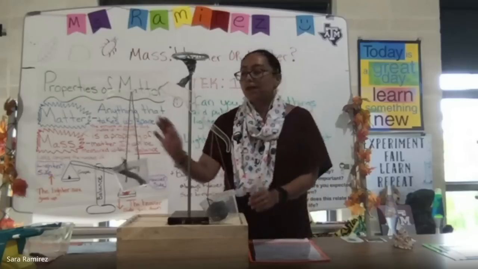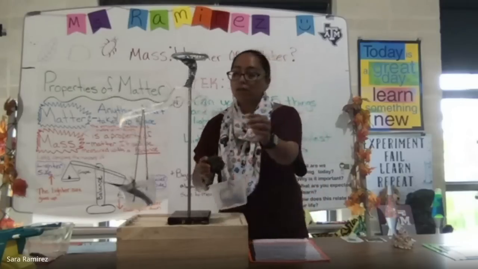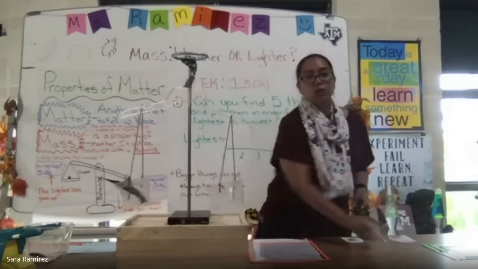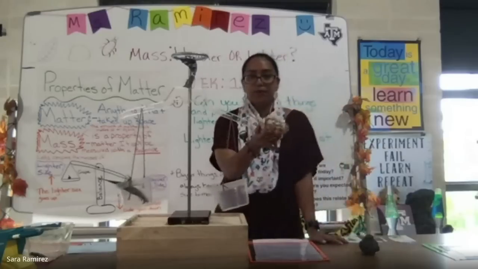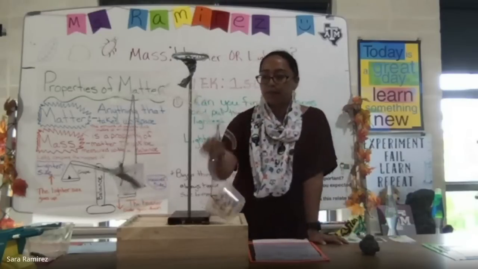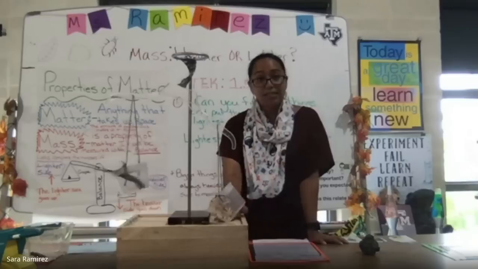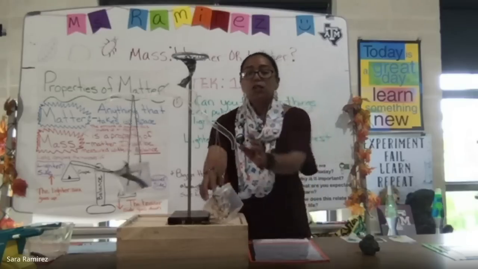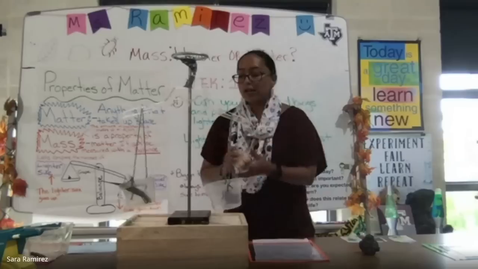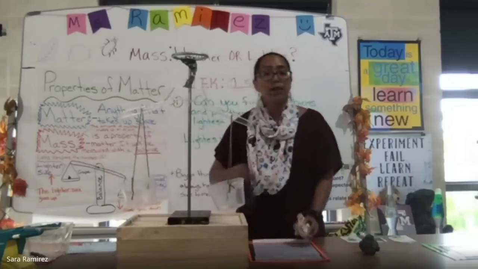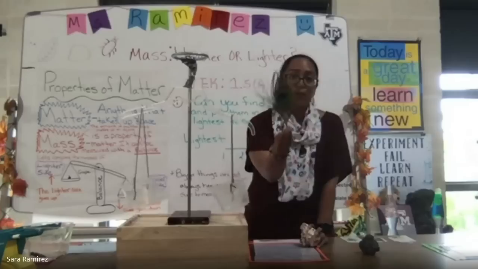So now let's compare our feather with the seashell. Go ahead and make your prediction on which one is going to be heavier and why. And then we'll see what happens. So again, we noticed that our seashell is heavier because it's on the downside. So these 2 trials let us know that the feather is the lightest of the 3 objects.